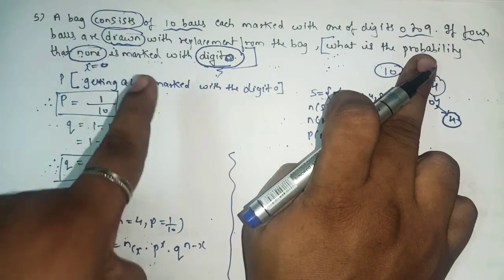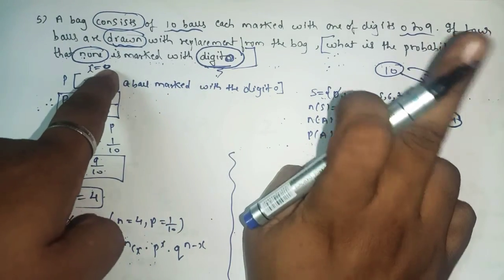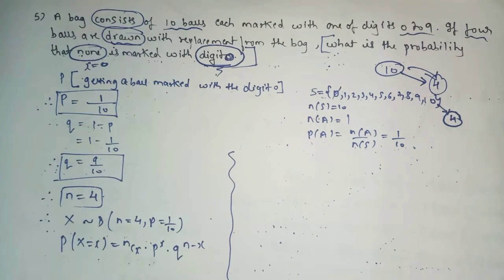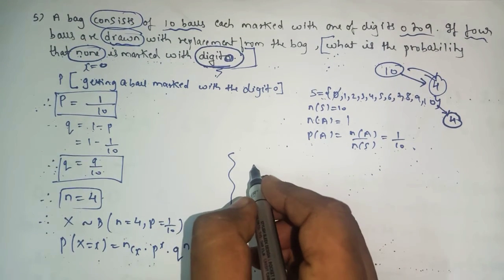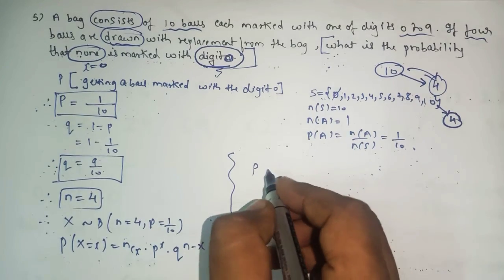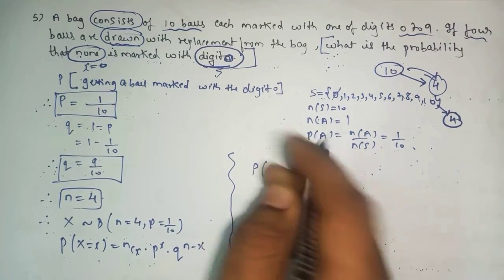So none, remember, none means 0 actually. Okay, so that means when you solve the sum, none means what?